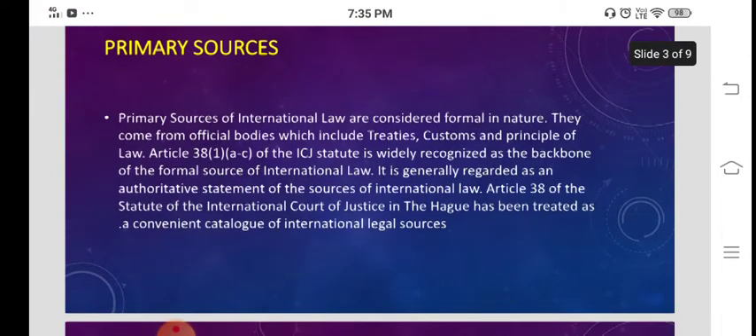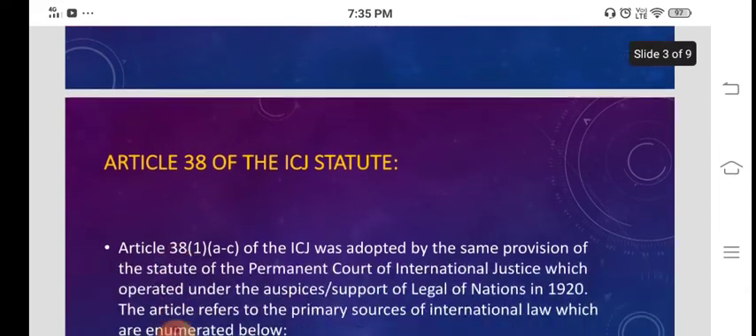Primary sources. Primary sources of international law are considered formal in nature. They come from official bodies, which include treaties, customs, and principles of law. Article 38(1)(a)-(c) of the ICJ Statute is widely recognized as the backbone of the formal sources of international law. It is generally regarded as an authoritative statement of the sources of international law. Article 38 of the Statute of the International Court of Justice in The Hague has been treated as a convenient catalogue of international legal sources.